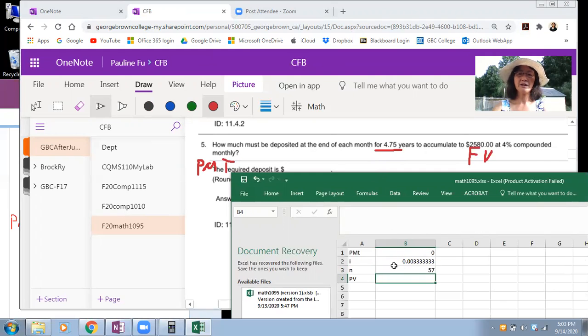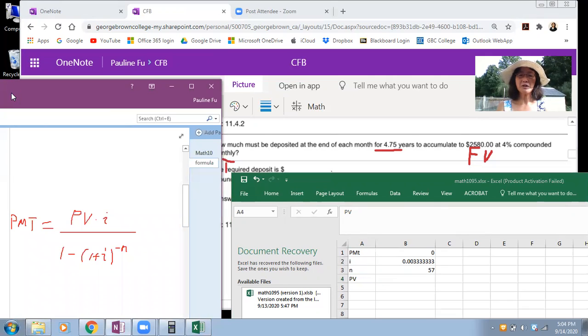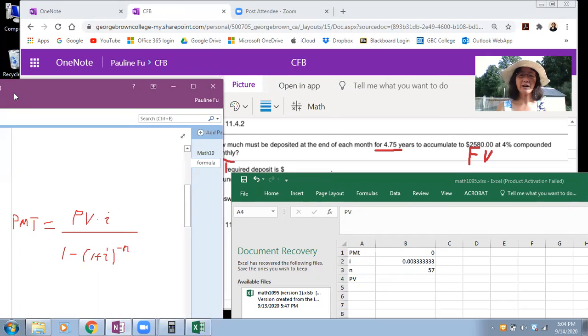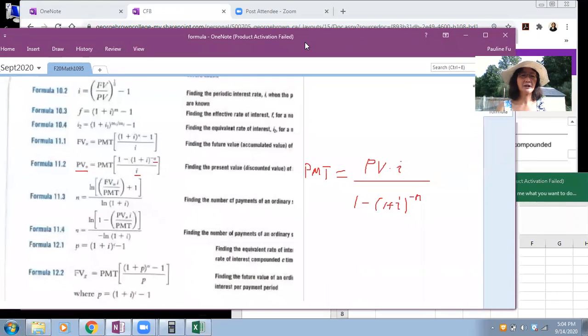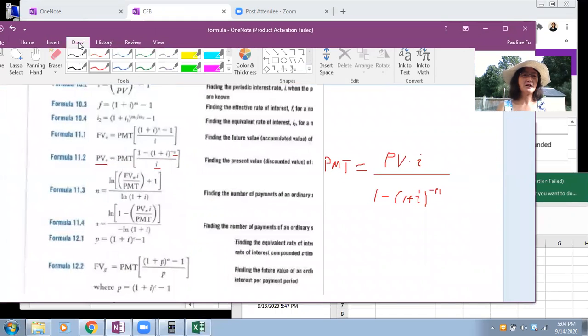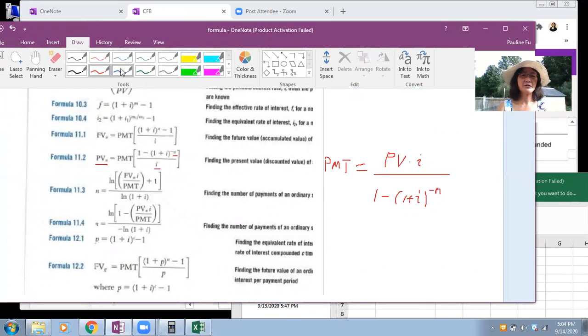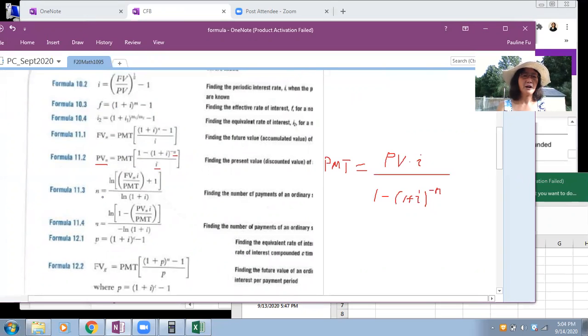And what is PV? To accumulate to, no, this formula is based on PV, so I have to write down another formula based on FV, okay? So I'm going to do it here. What is the PMT formula when you are given FV? I'm going to write down the formula first, okay? FV is given. When FV is given, how do you figure out PMT here?